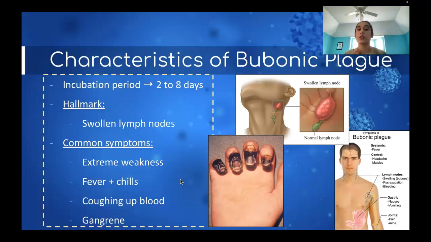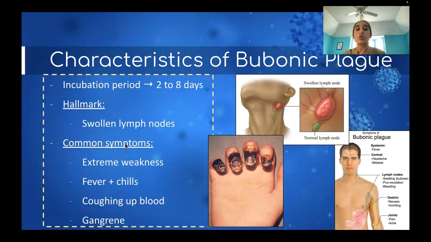Some characteristics of the bubonic plague. So it has an incubation period of 2 to 8 days, and a hallmark for this disease are swollen lymph nodes, also called buboes. And these are generally found in your armpits and groin area. And this top picture over here just shows a comparison between a normal lymph node and a swollen bubo.